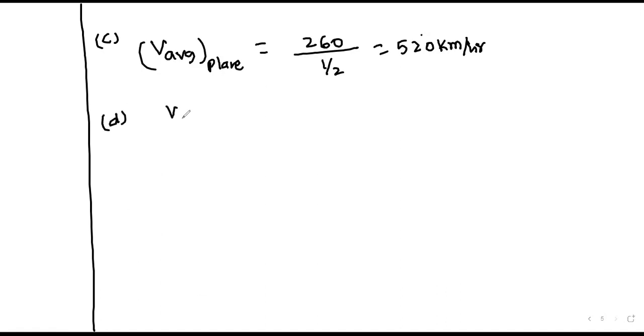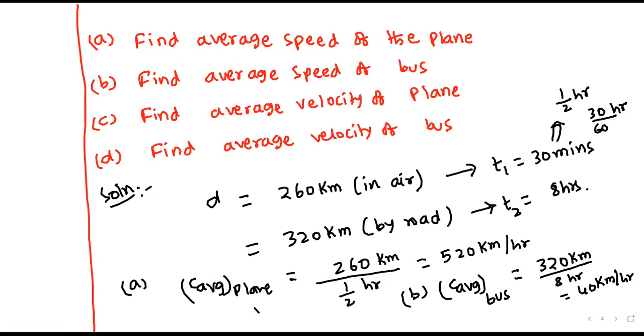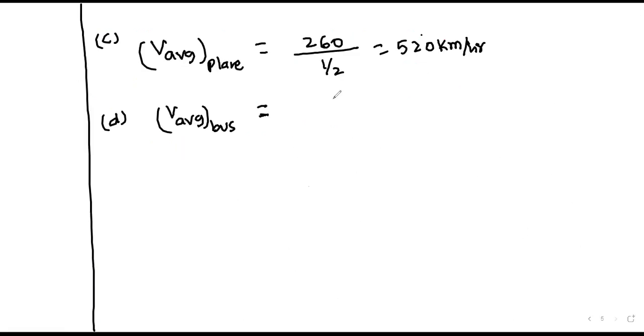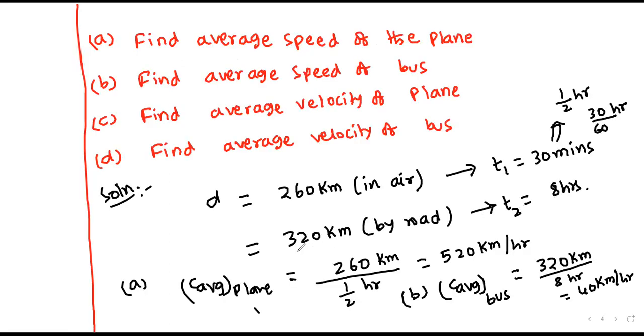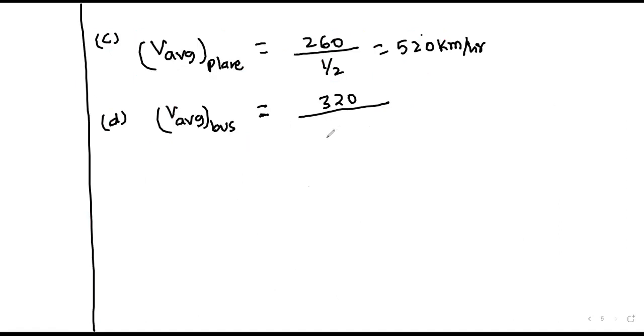Now we need to find average velocity of the bus. By road they gave that it is this one, 320 by 8 hours. See, total time, average velocity of the bus.